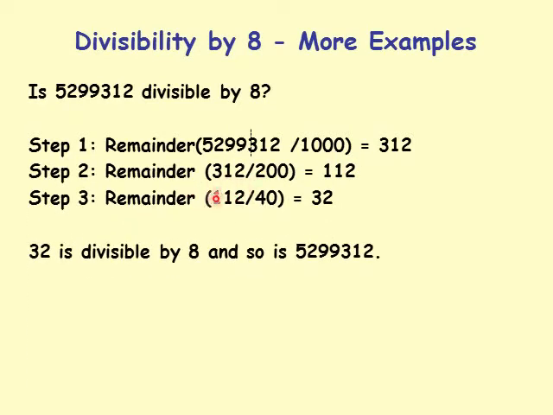Okay, next, we divide by 40 and see the remainder. 112 divided by 40, remainder is 32. Okay, let's continue. 32 is divisible by 8, and so is that number here. So is 5,299,312. So 32 is divisible by 8, and so is 5,299,312.